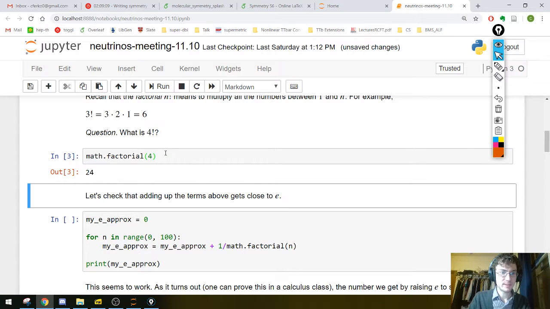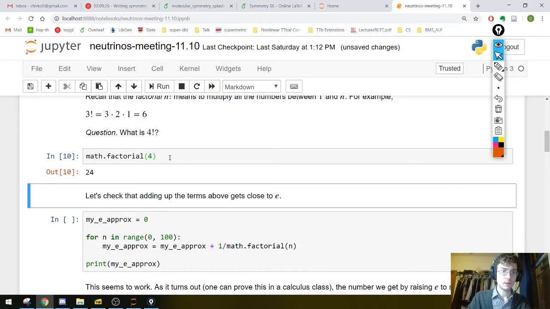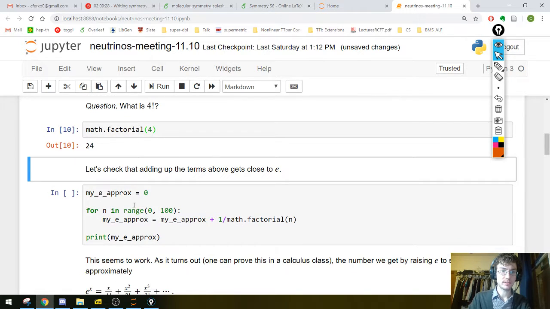Okay, so let's check that in Python. Python has a factorial, and indeed, factorial of 4 is 24. So it's very nice that Python can do this. You can take factorials of bigger numbers if you want. As you can tell, they get large very quickly. All I'm doing here is changing this number and then repeatedly hitting Shift-Enter to rerun, and Python is able to get the factorials.